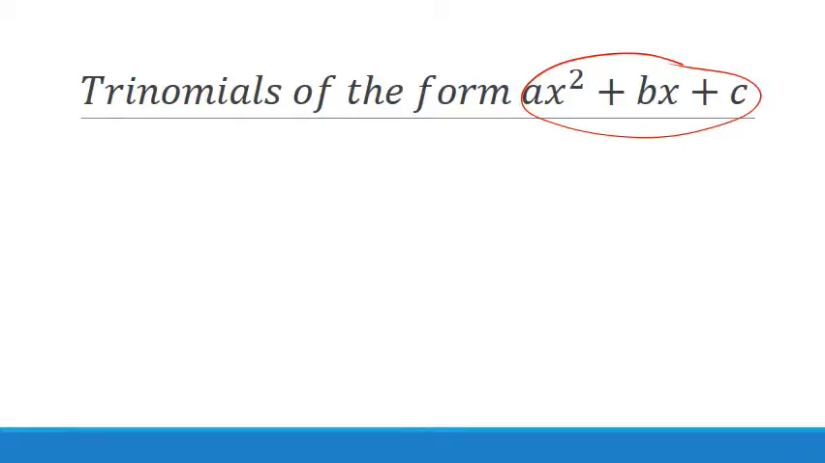Well, the first thing to know is that the a, the b, and the c are numbers. Alright, so what can they look like? Well, things that we can factor would be something like x squared plus 5x plus 4.